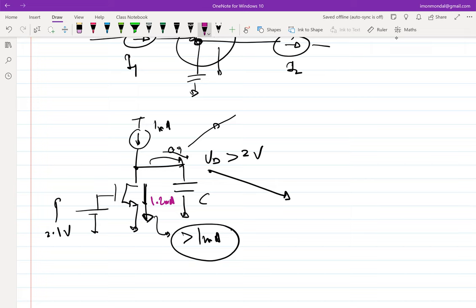So if this is 1.2 milliamps, what is happening to the capacitor? The capacitor voltage is decreasing, right? If capacitor voltage decreases, then obviously my transistor cannot be in saturation. Because if I wait for long enough time, this capacitor voltage will decrease, and it will go below 1.1 volt. So this voltage will decrease from whatever value it was, and this is 1.1 volt. And the moment I drop below 1.1 volt, this drain is 1 VT lower than gate, the transistor enters linear.